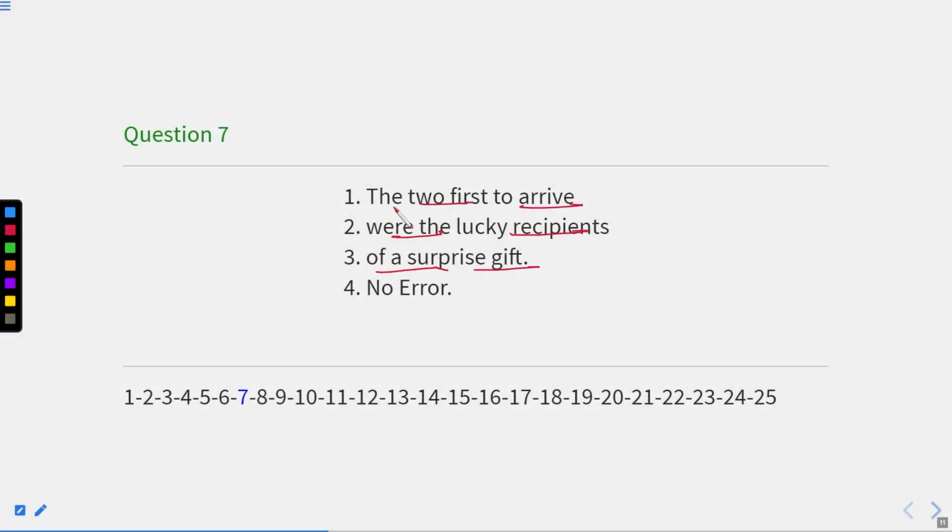So here if I say "the 2 first chapters", this will be incorrect. It should be "the first two chapters". So "the first 2 to arrive" should be the correct answer. So the error will be in part first. "The first 2 to arrive" should be the correct sequence in a sentence. Ordinal should always precede cardinal. Now let us move to the next question.